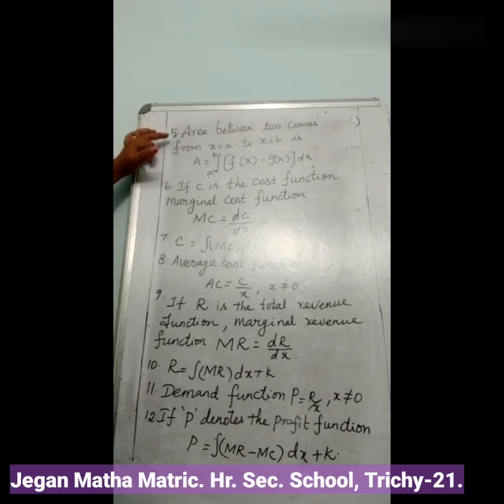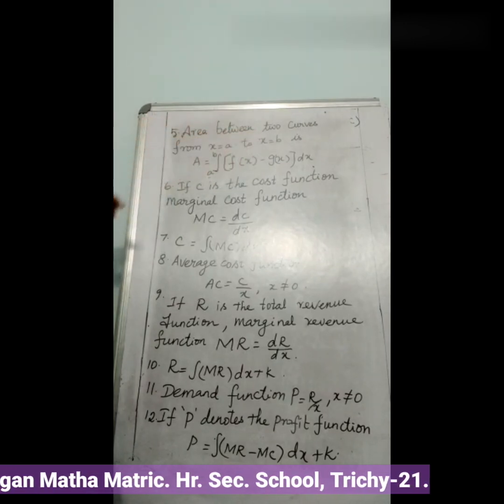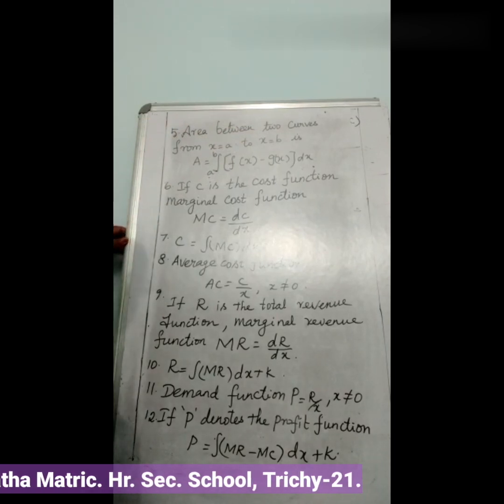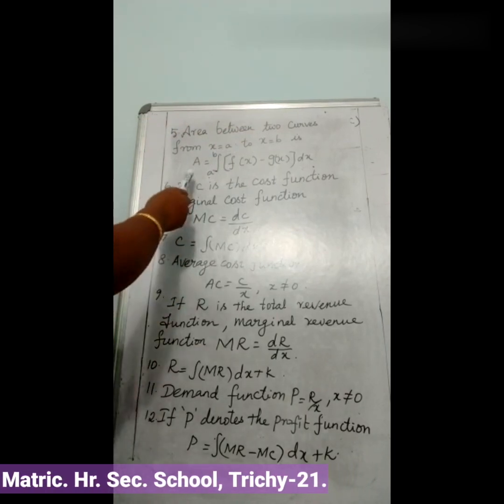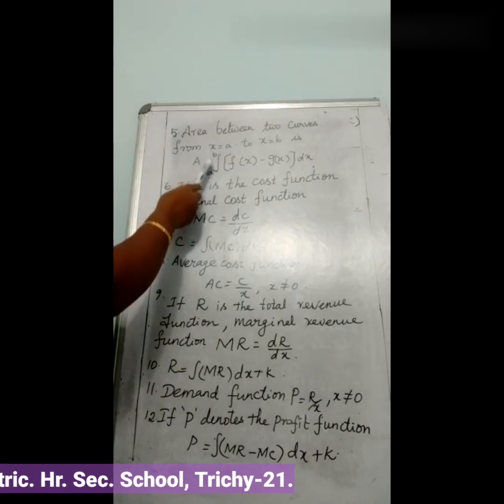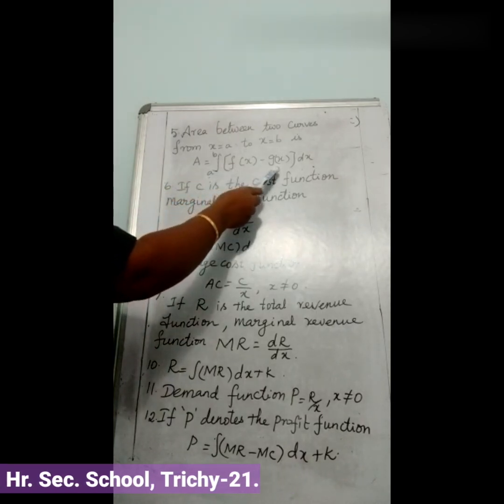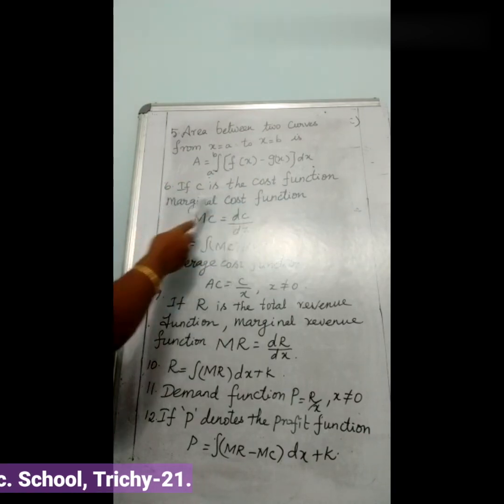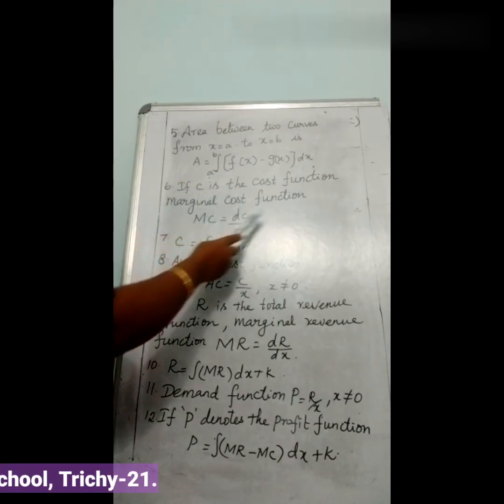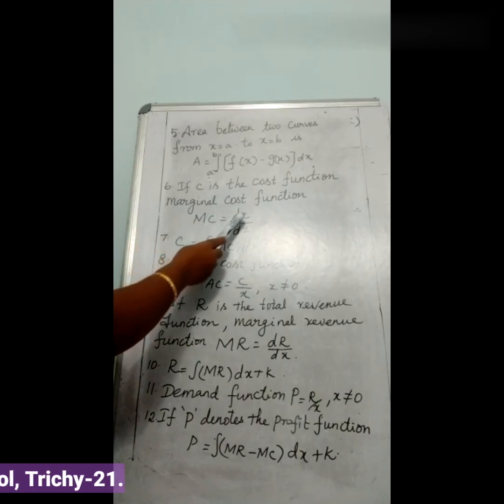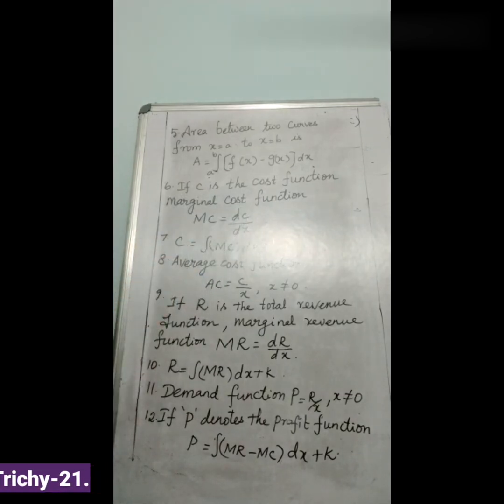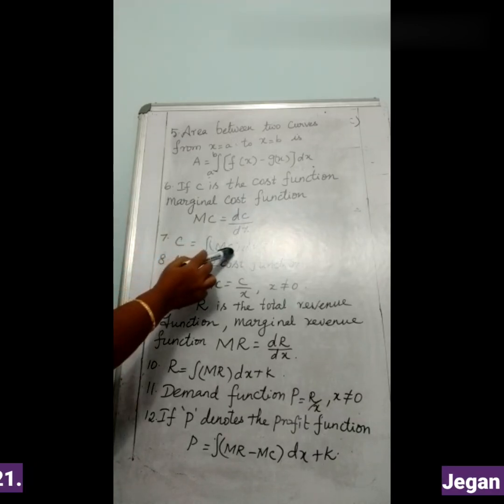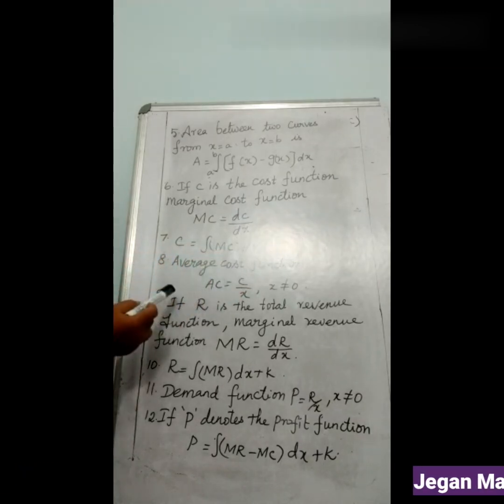Next, fifth one, area between two curves from x = a to x = b is A = integral of a to b [f(x) - g(x)] dx. If C is the cost function, marginal cost function MC = dC/dx. Seventh one, C = integral of marginal cost dx + k.